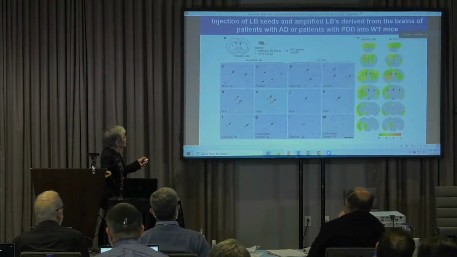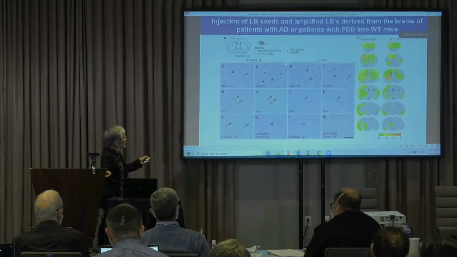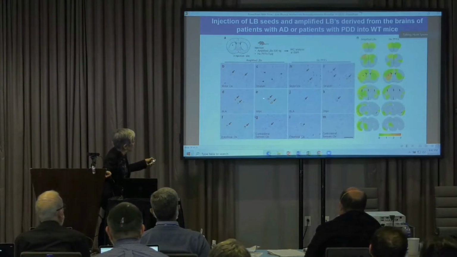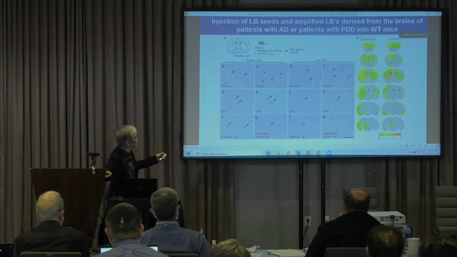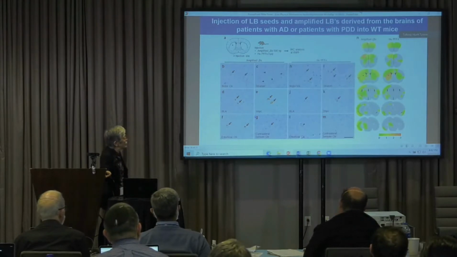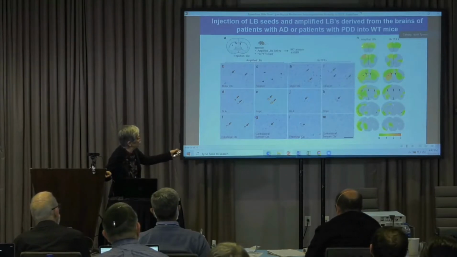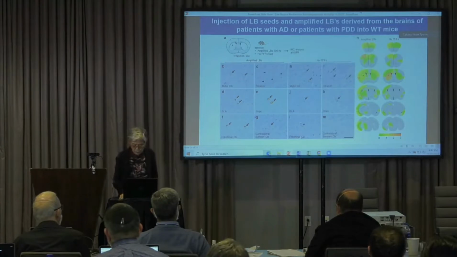So here, we took the amplified Lewy body and human PFF, and injected them into wild-type mice. You can see that the amplified Lewy body induces more cell body inclusions than the human PFF, although they all develop the pathology in the same brain regions, pretty much. If you look at where the yellow and the orange are, it is more or less similar between the two.